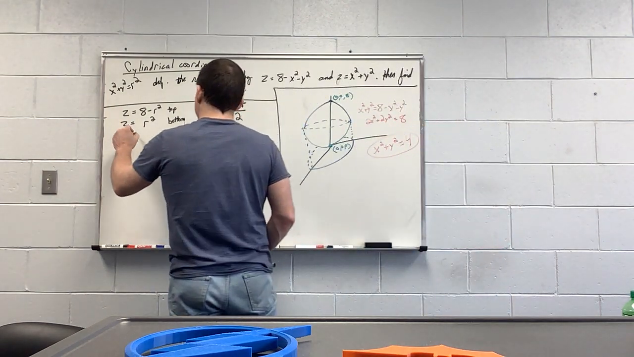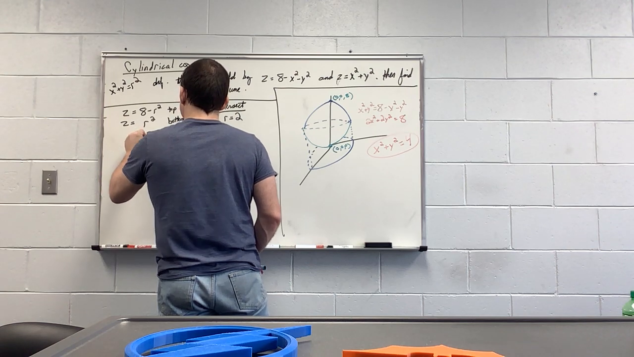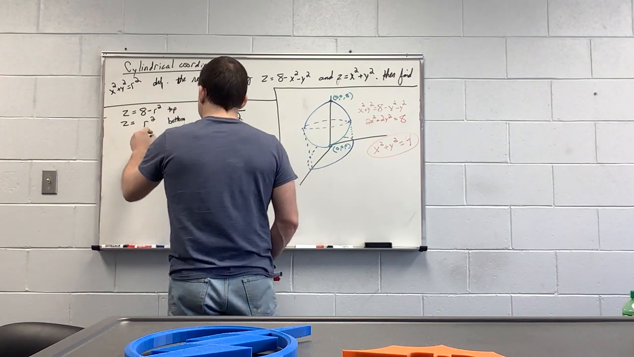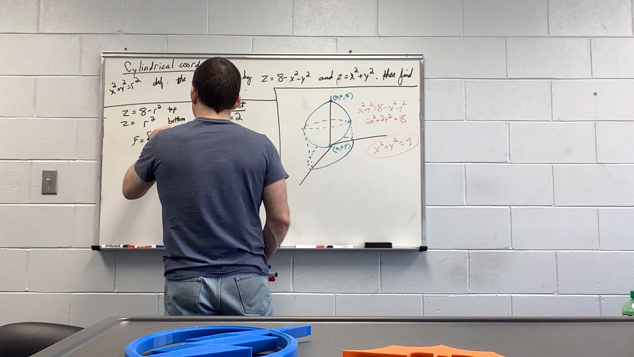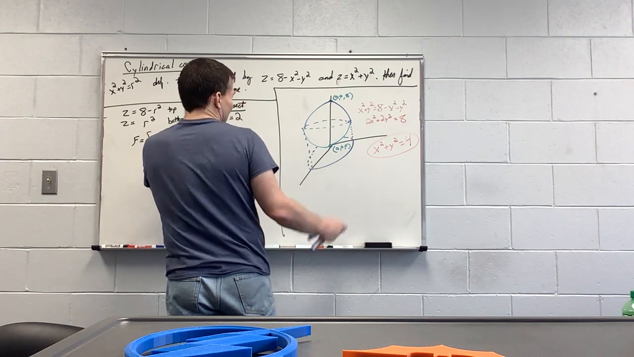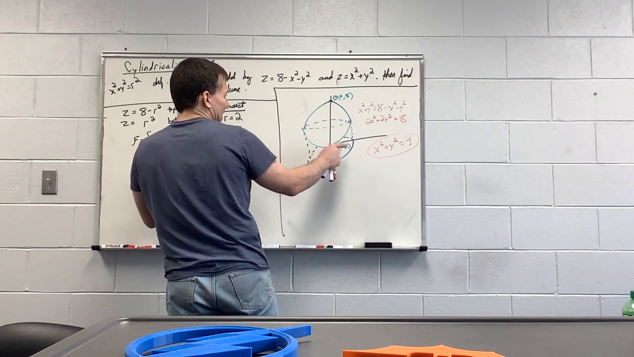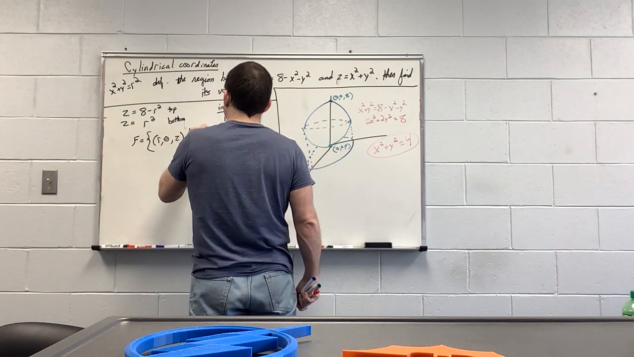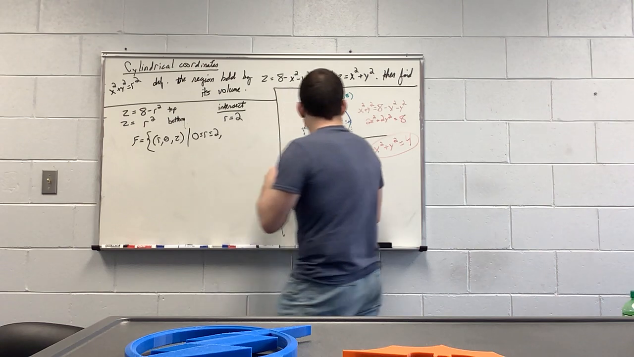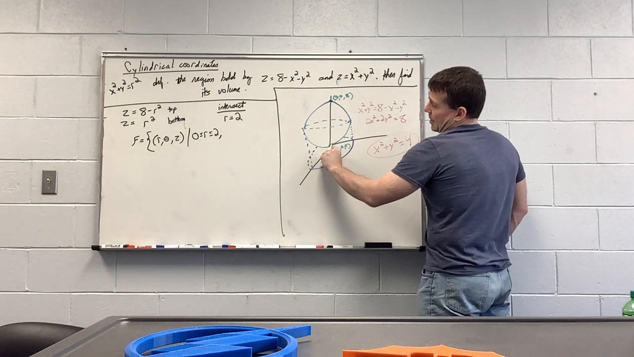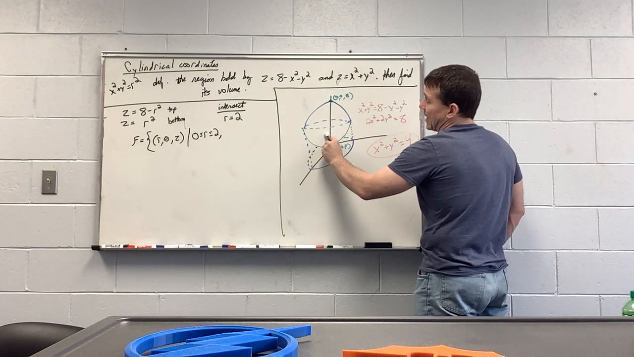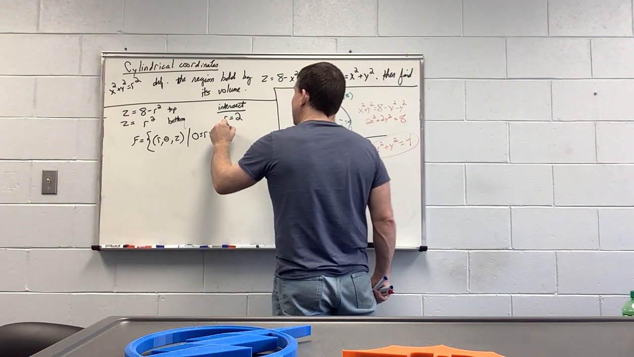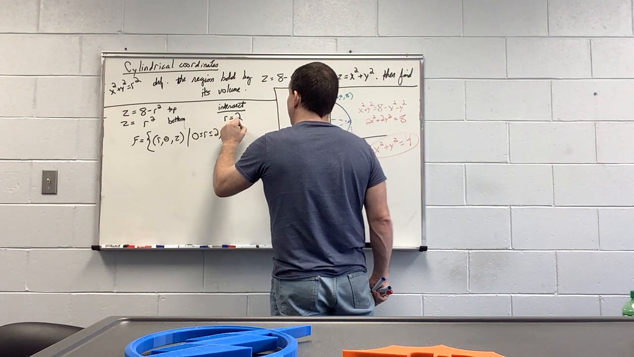The first thing we always do is set up my region F. And let's see, r, theta, z. My r, clearly I start in the center and go outwards to a radius of 2. So 0 is less than or equal to r is less than or equal to 2. Theta, in the xy plane, I'm getting a whole circle. So my theta just ranges from 0 to 2 pi.